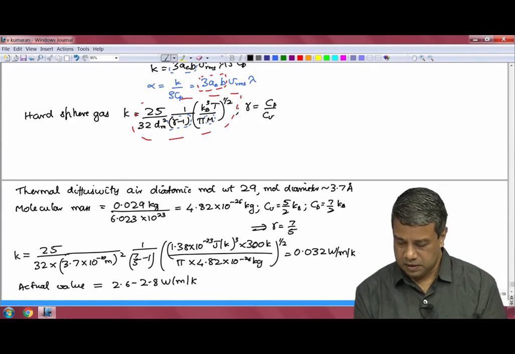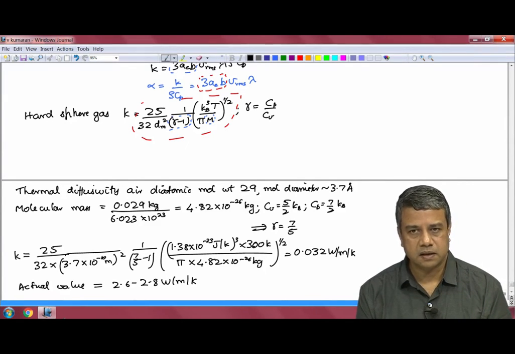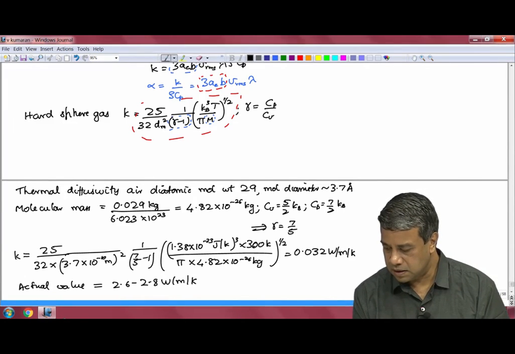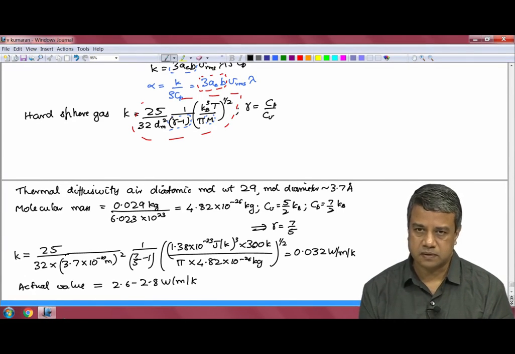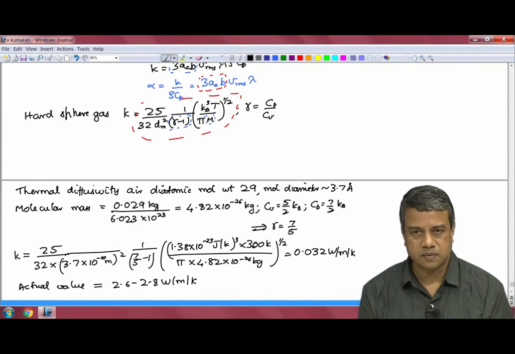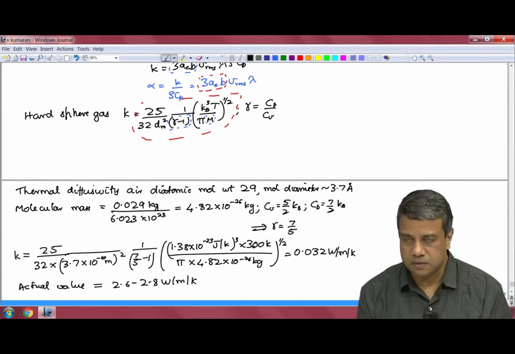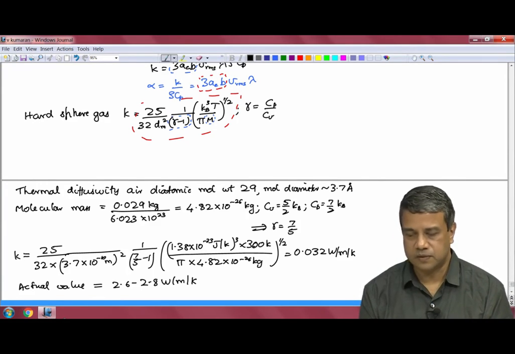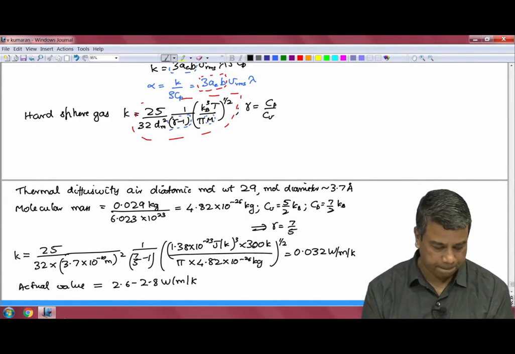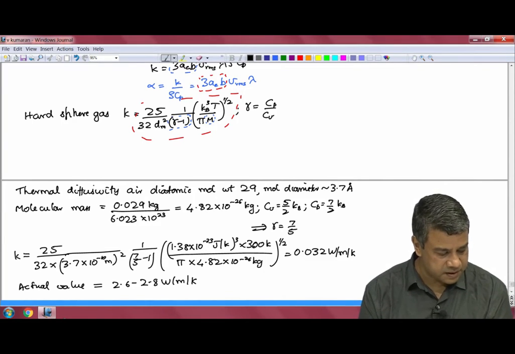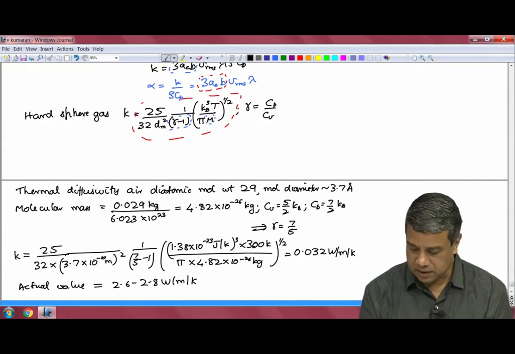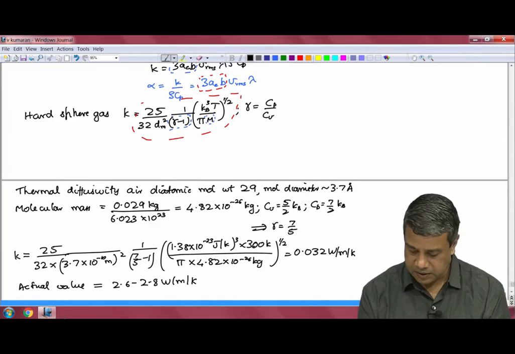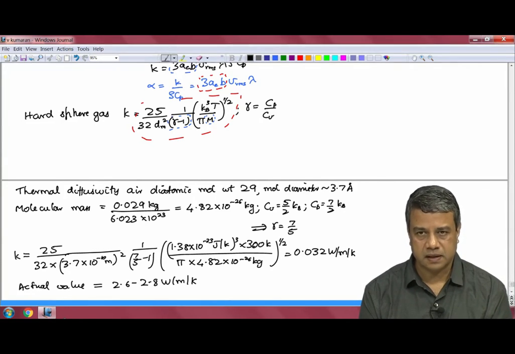So, the order of magnitude is certainly correct, and quantitatively it is also reasonably accurate. It gets the estimate for the thermal conductivity to within about 10-15%, assuming that air molecules are made up of hard sphere molecules with an average molecular weight of about 29. So, this kind of an expression can be used to determine the thermal conductivity in air.